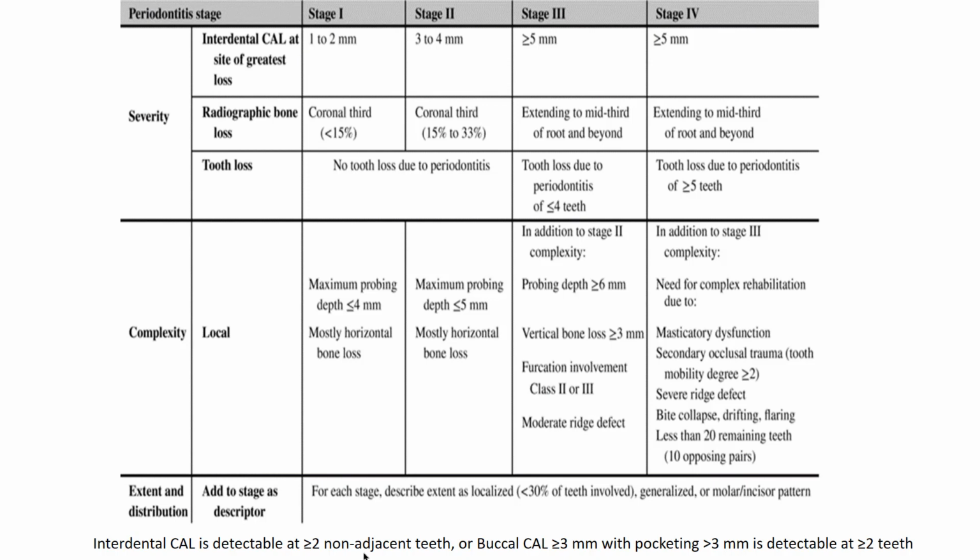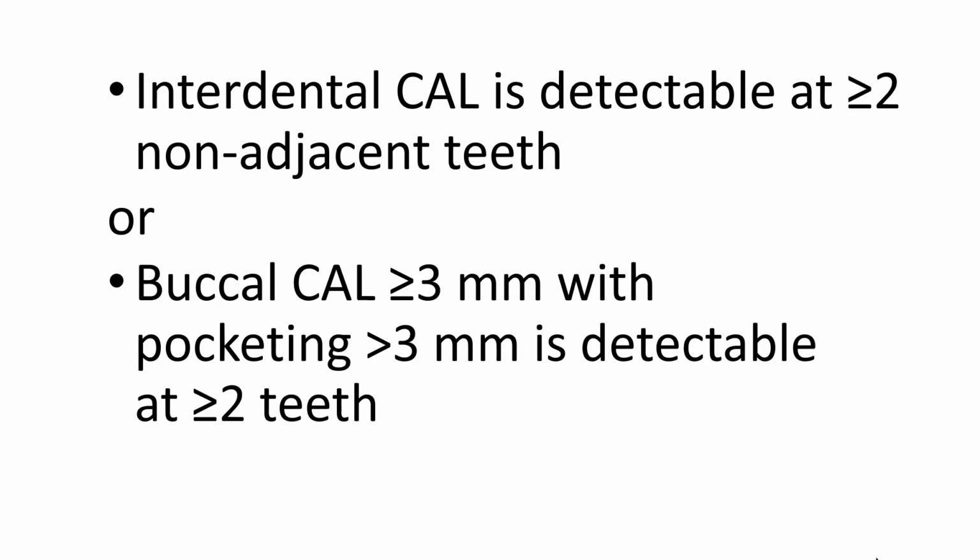Now, where it's more difficult is on the buccal. So there's a separate rule for buccal sites. So the buccal CAL needs to be greater than or equal to 3 millimeters with pocketing greater than 3. And that needs to be detectable in at least 2 sites. So basically, you're really looking at minimally 2 sites to get the stage. So it might not be very representative of the whole mouth, but it describes the potential threat for the patient of further breakdown. So this just has it a little bit bigger so that you can have that in your notes.